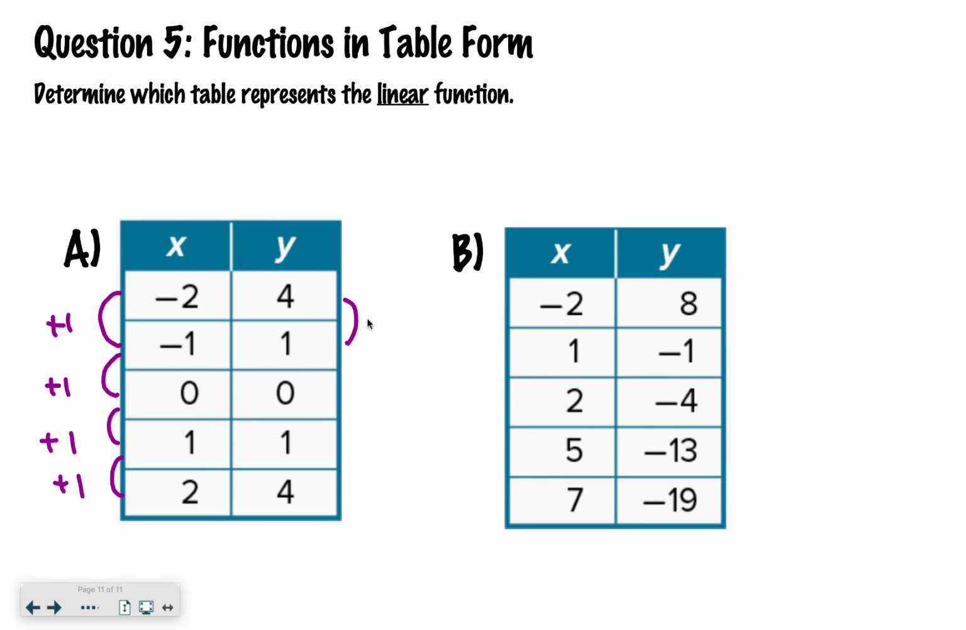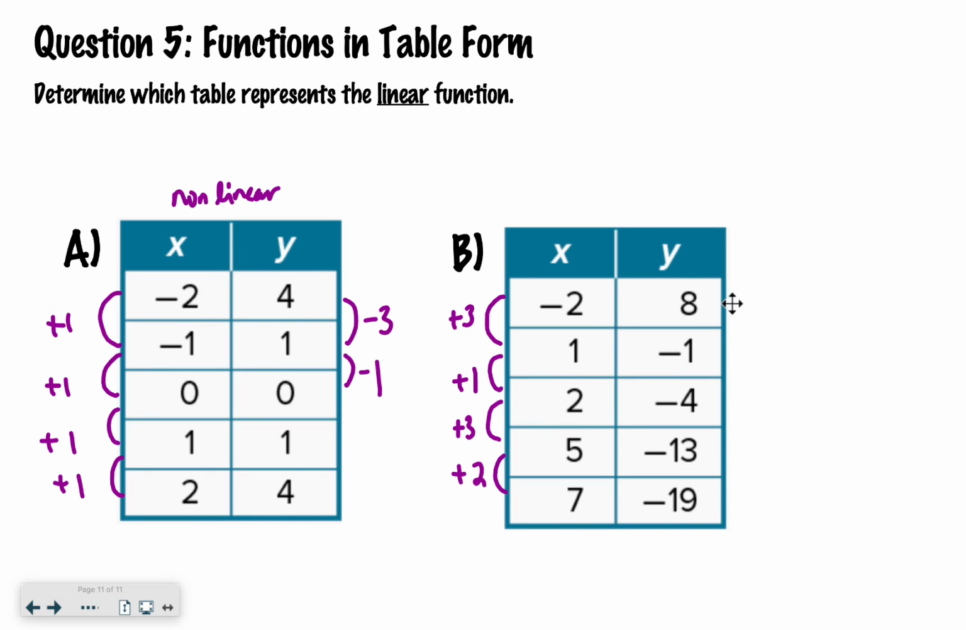Okay, so going from 4 to 1, that is -3. Going from 1 to 0, that's -1. Okay, already these two numbers, they don't match. That means this is non-linear. Okay, and then over here we have going from -2 to 1, that's adding 3. Going from 1 to 2, this one's adding 1. Going from 2 to 5, that's adding 3. Going from 5 to 7, that's adding 2. Okay, so you can see this time they don't match.